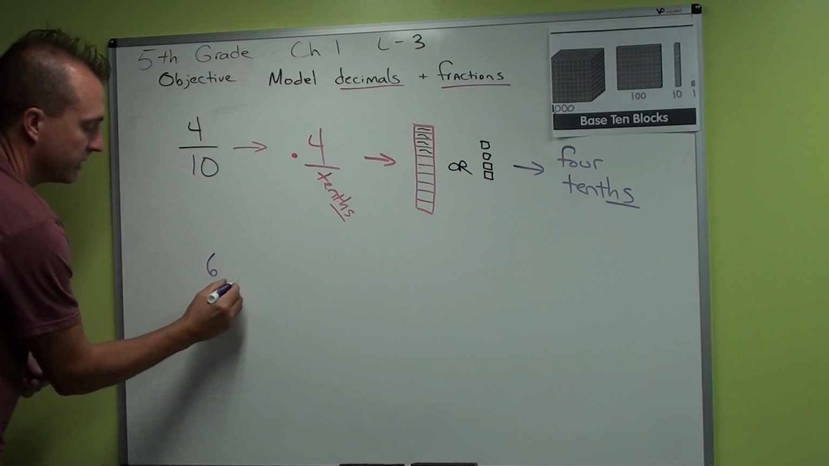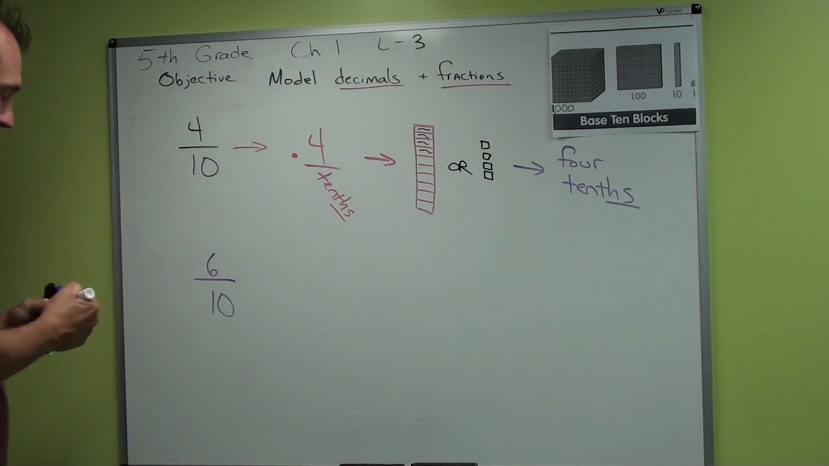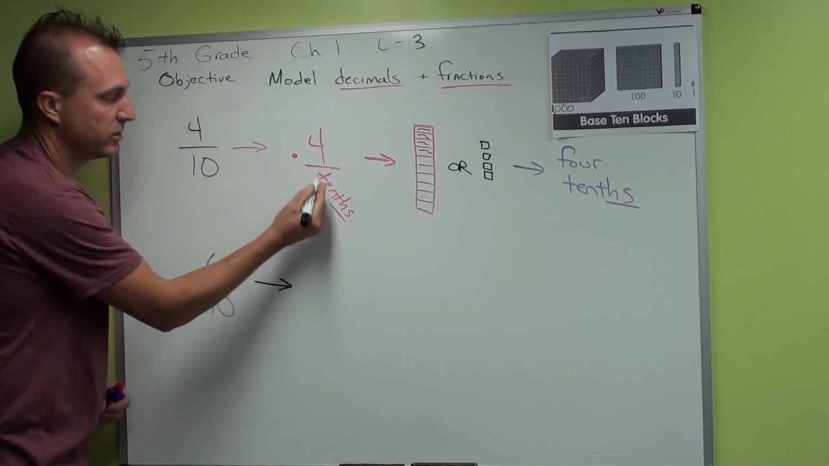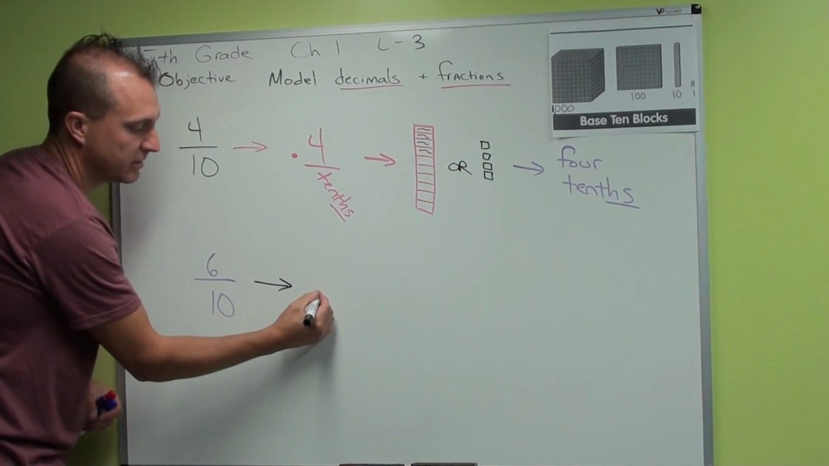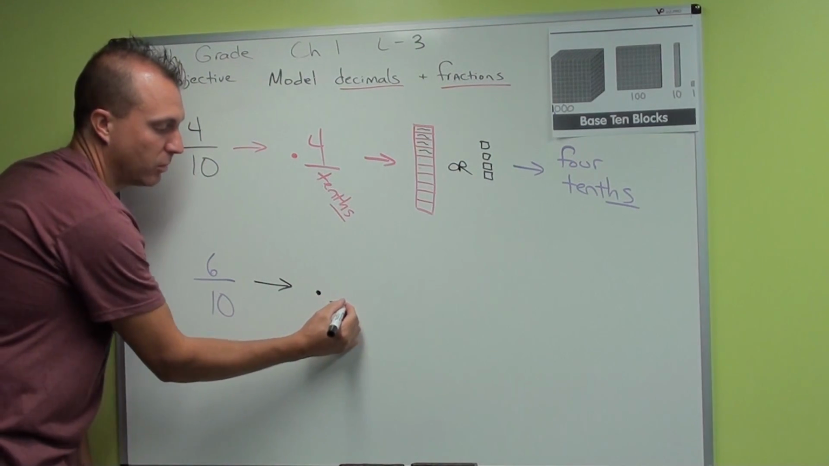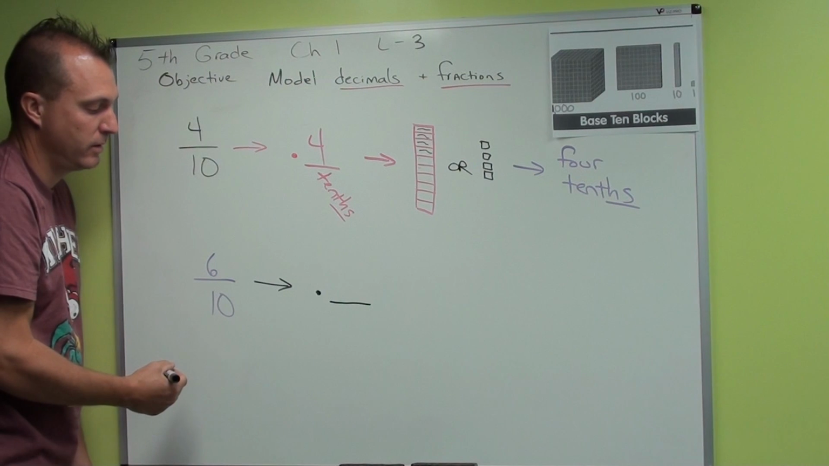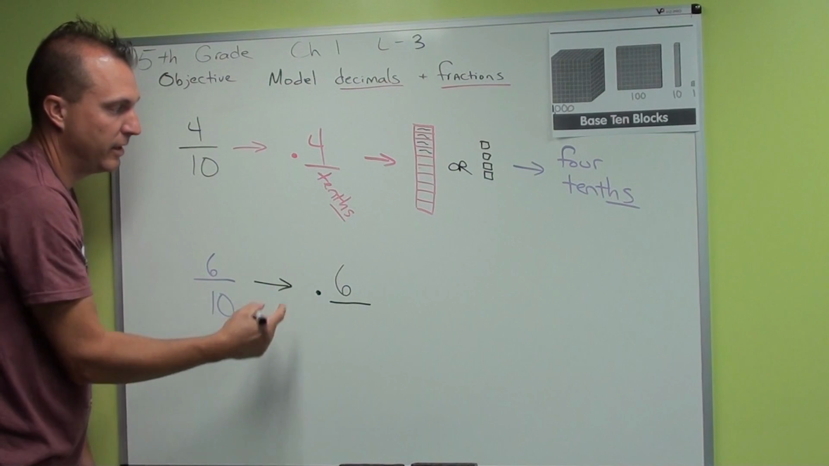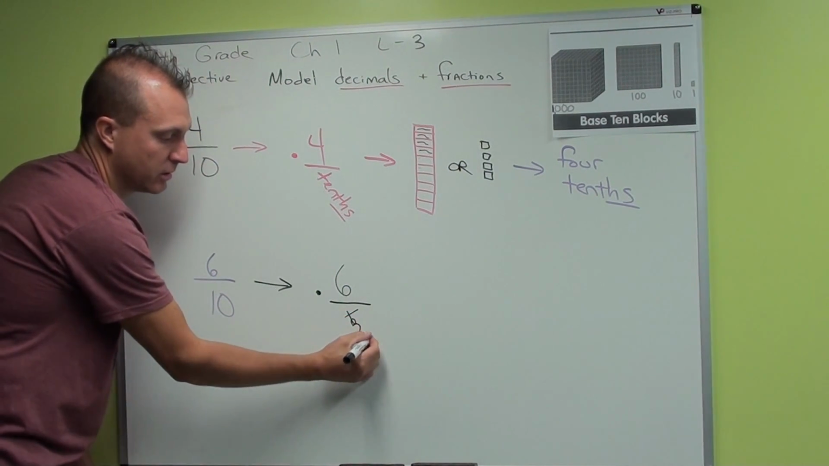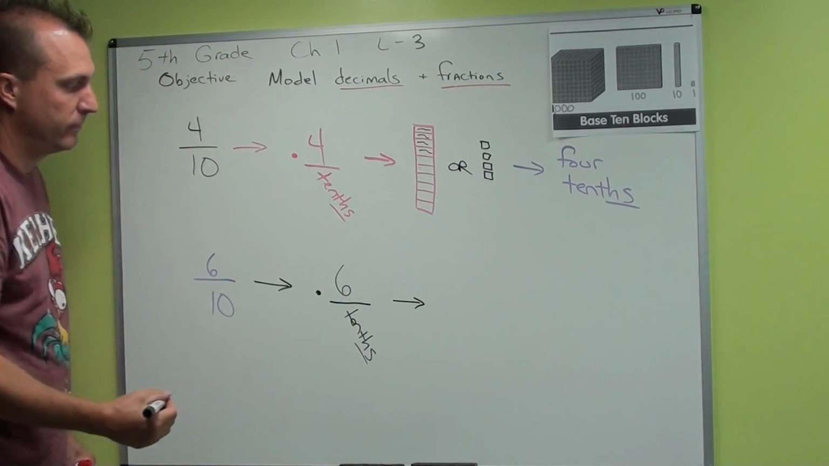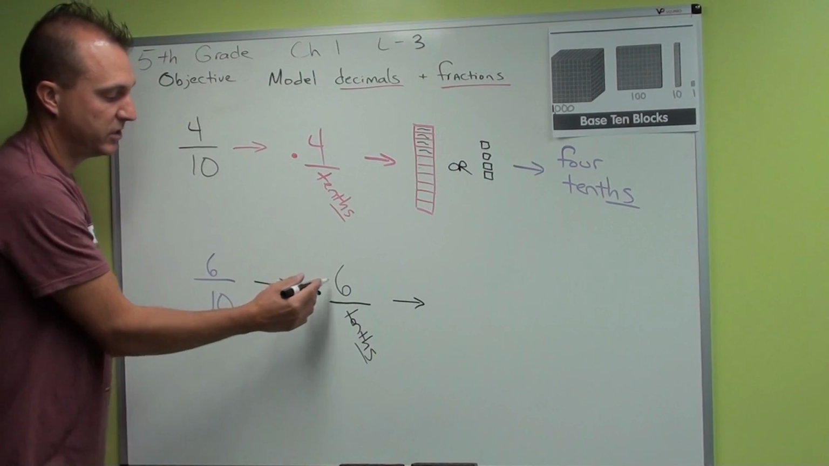Let's do 6 over 10. 6 over 10. Alright, let's make an arrow. Let's start our decimal point. How many zeros? 1. That means 1 underline. And then we just put 6 on top. And we label it 6 tenths. And then we go to the right. And then we have 6 tenths.